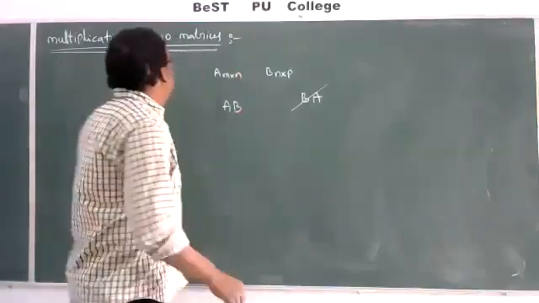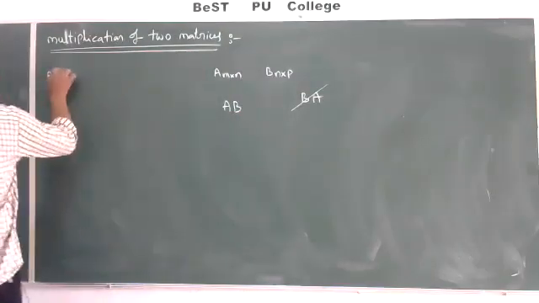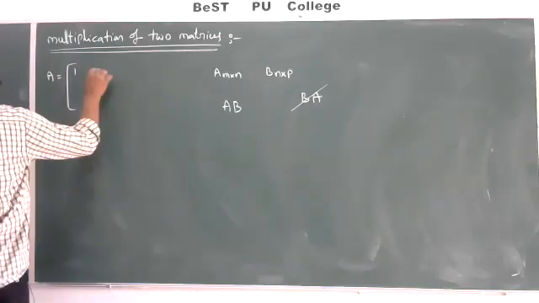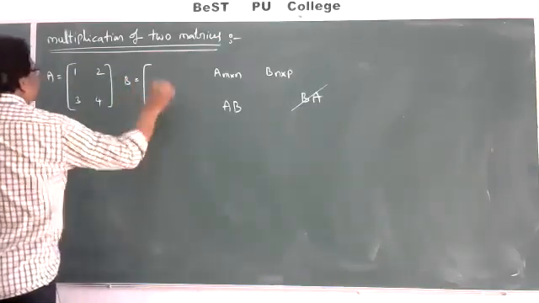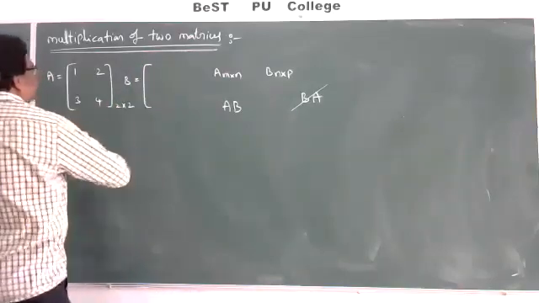For example, if you take any matrix, first listen, 1, 2, 3, 4, and B is another matrix. This is a 2 by 2 matrix.